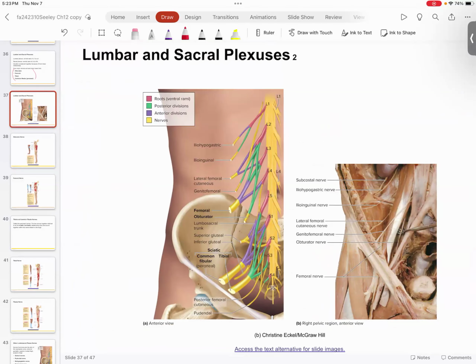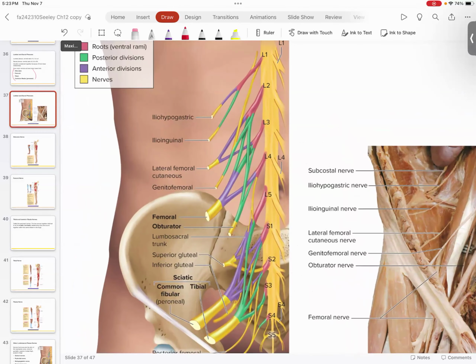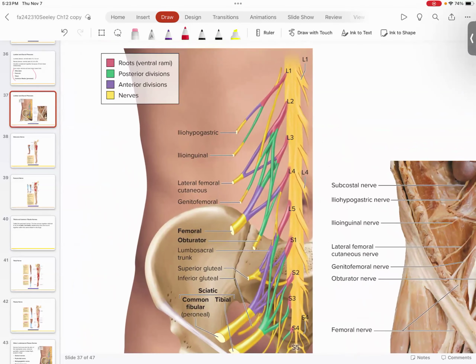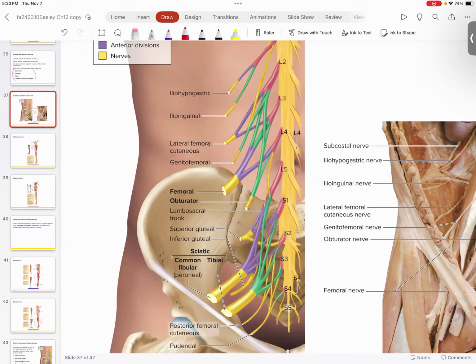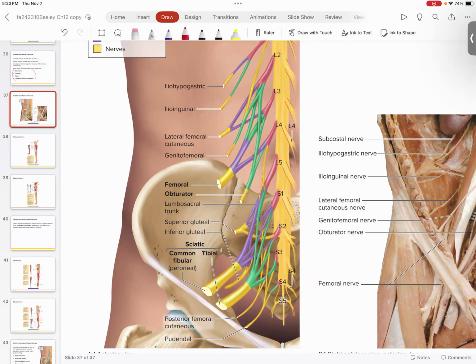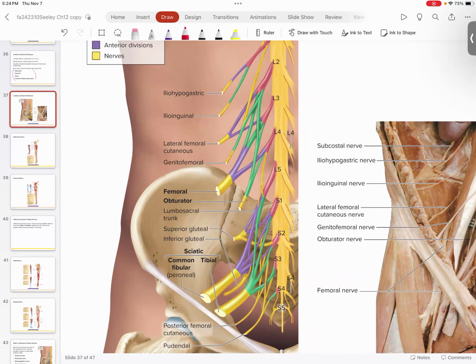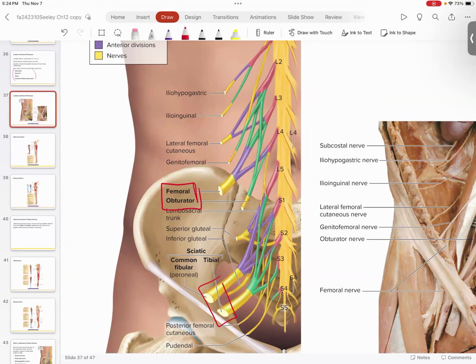So the lumbar and the sacral plexus, you can see the same designation. You see the roots, the ventral ramus roots in red, the posterior divisions in green, the anterior in purple, and the nerves themselves in yellow. When you look at this, you can see there's a lot of wiring. They split and merge and split and merge. A couple of things you want to highlight are certainly the femoral and the obturator, and then the tibial and the common fibular or peroneal nerves.